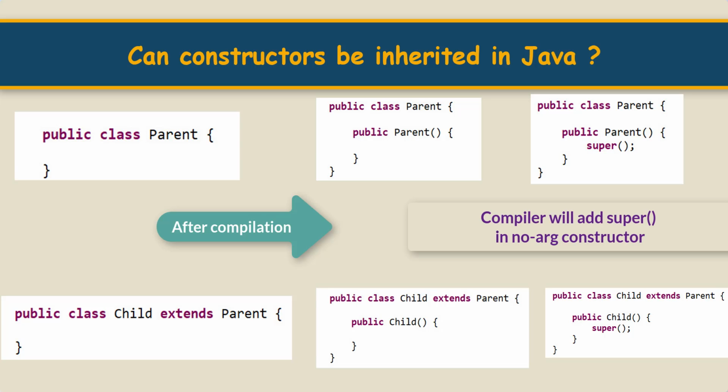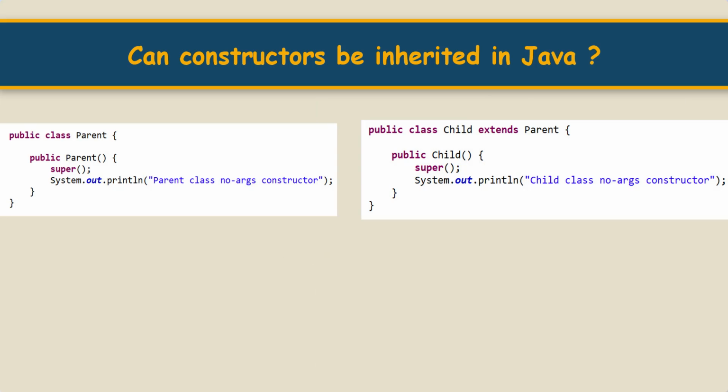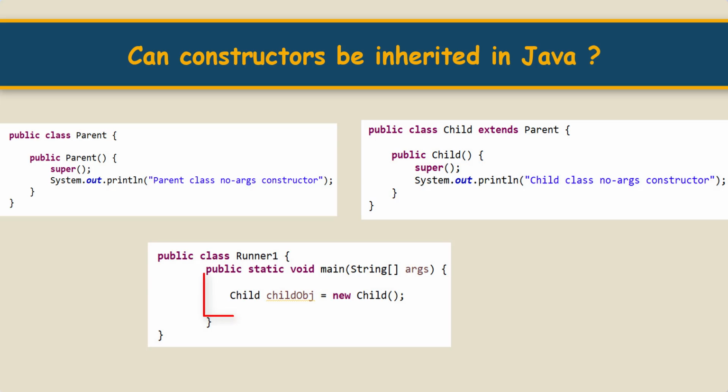Under this constructor, the super keyword is optional. You don't need to add it explicitly. The compiler will add it when compiling the program. In the parent class constructor, we are just printing the statement parent no argument constructor. Same in the child class, we are printing child no argument constructor. When we run this program by creating the object of the child class with the child reference, first the child constructor will be executed, right?